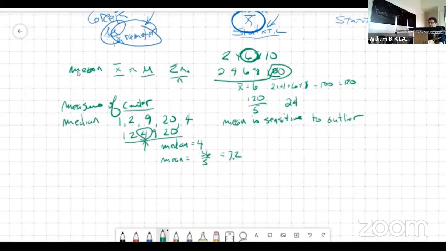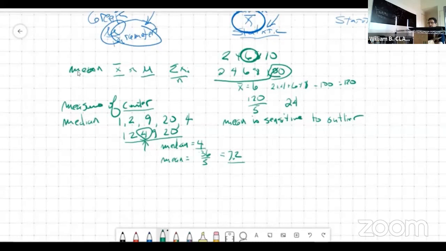However, the word mean is clearly defined. We know exactly how to compute it. We can't say that the mean is 4. We can only say that the mean is 7.2. It's clearly defined. Okay, so the mean is clearly defined, and the median is also clearly defined, at least when we have an odd number of elements in the set.